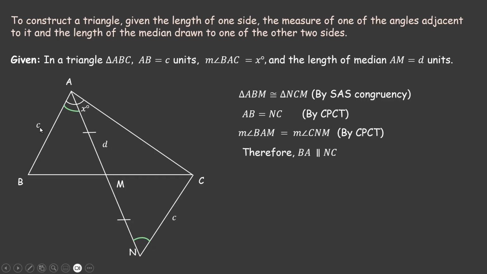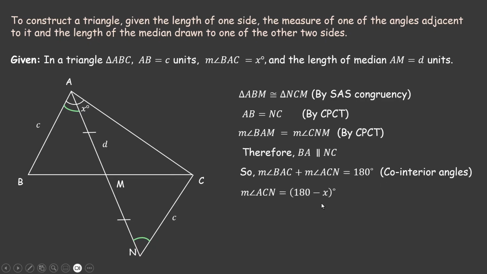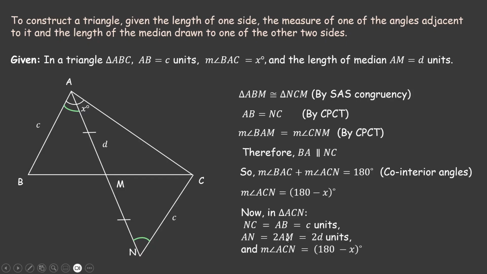Also, we have seen in the previous construction that this ABNC is actually a parallelogram. So AB is parallel to NC. Now, since these two lines are parallel, the co-interior angles will be supplementary. So angle BAC, that is this angle X, and angle ACN, the sum of these angles will be 180 degrees. So we can say that angle ACN is 180 minus X degrees. Now, in triangle ANC, we have three things given to us. NC is C units, AN is twice D units, and this angle is 180 minus X.